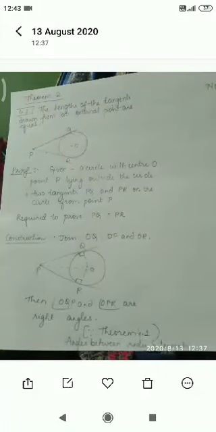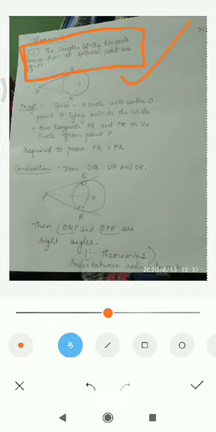Now theorem 2. The lengths of tangents drawn from an external point are equal. This is the statement of the circle theorem. Please learn by heart all the statements of all the theorems.